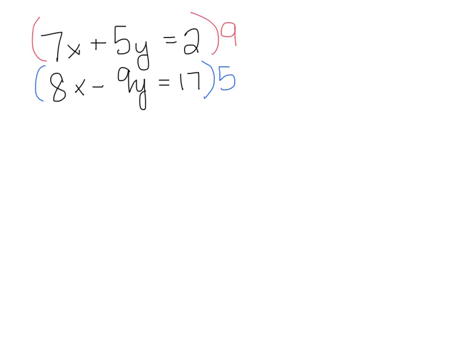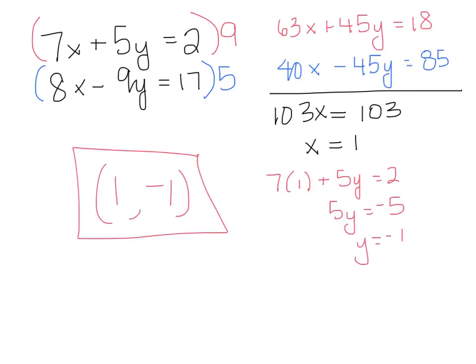I'm going to pause it. My answer was (1, -1) as a solution to this system. I can run through it if you need me to, otherwise go to the next slide. When I multiply the first equation by 9, don't forget to do every single term. So 63x, 45y equals 18. Multiply the second one by 5, all those terms, both sides. When you add the x's together, it's 103x. The y's cancel. Add these two numbers together on the right-hand side, you'll also get 103.